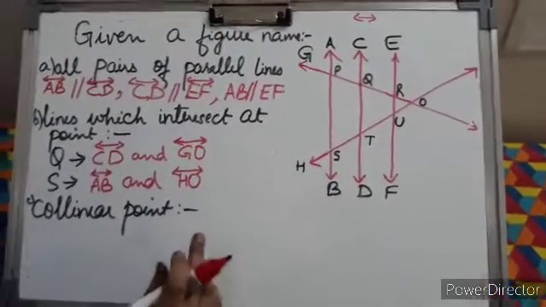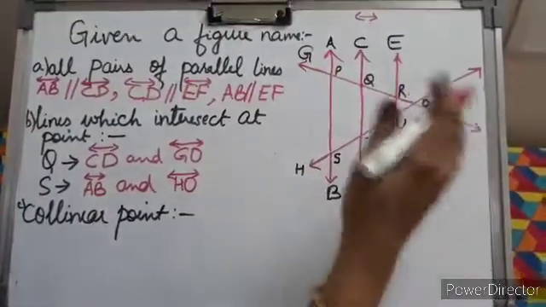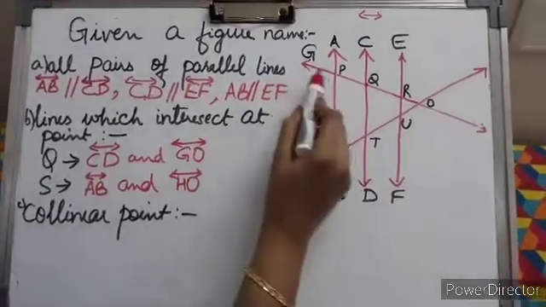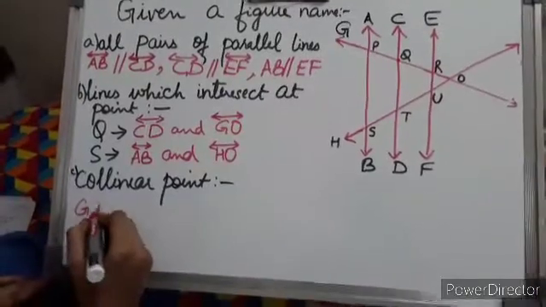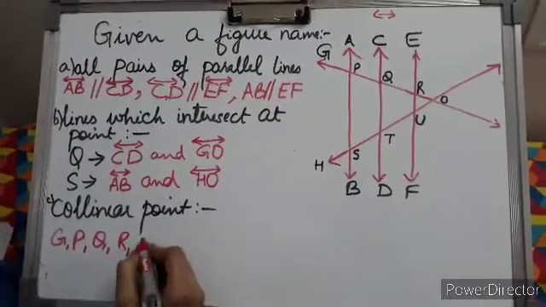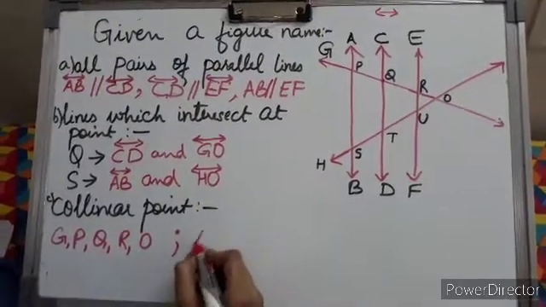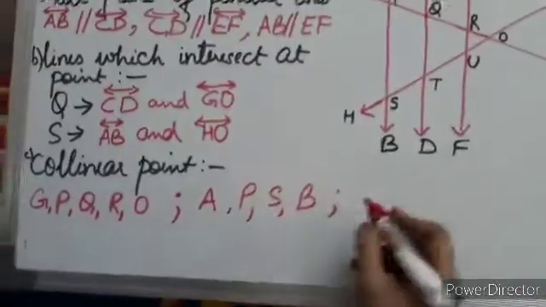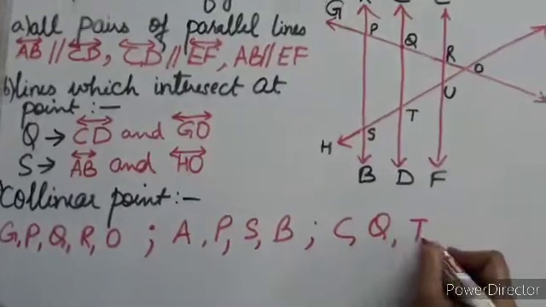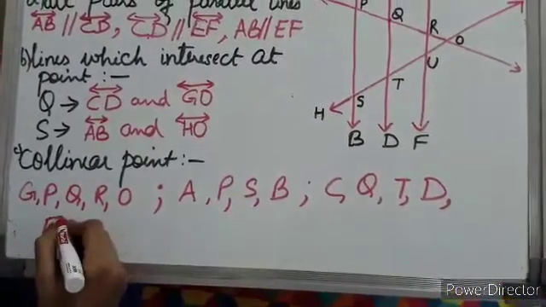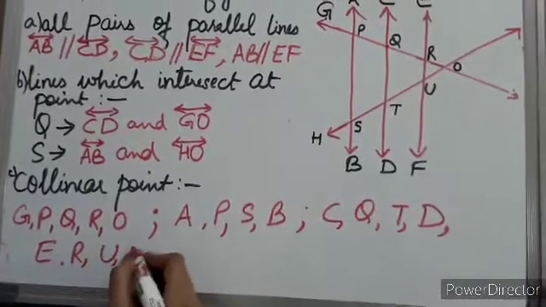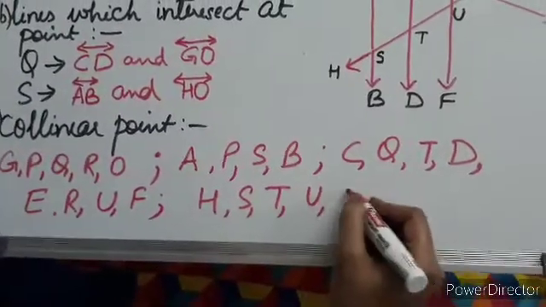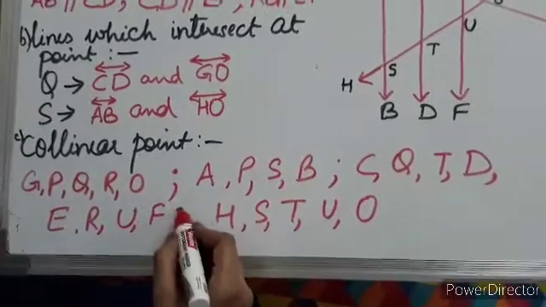What are collinear points? Three or more points in the same straight line in the same plane. So what are the collinear points here? So many I can see. Starting from this line, G, P, Q, R and O. Next is A, P, S, B. Next C, Q, T, D. Next E, R, U, F. Next H, S, T, U and O. This forms what? Collinear points.